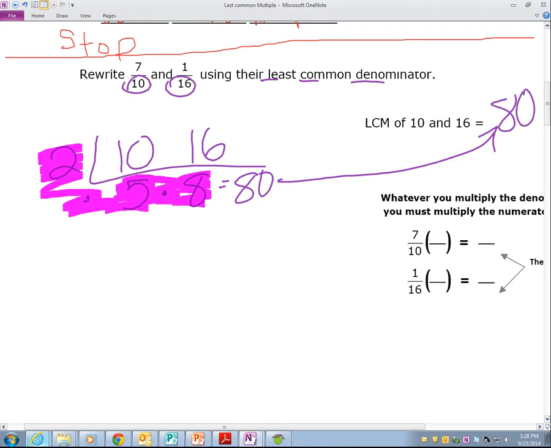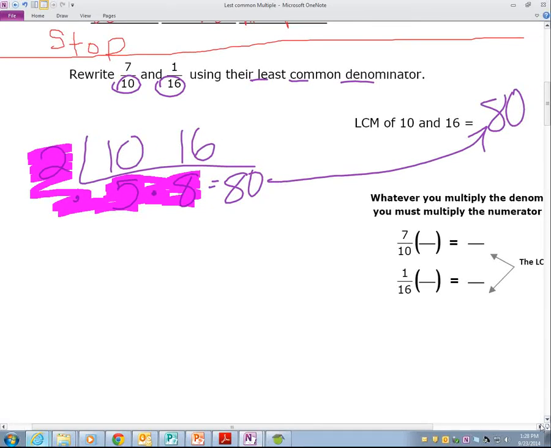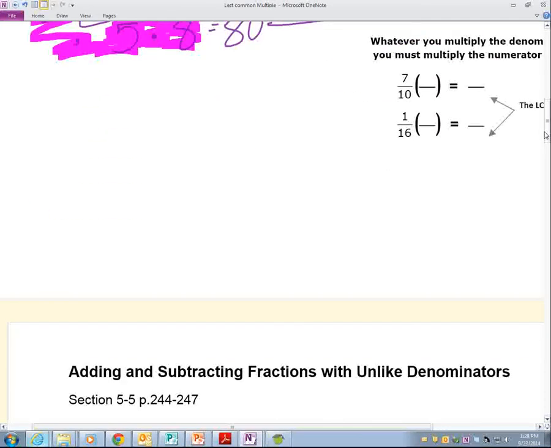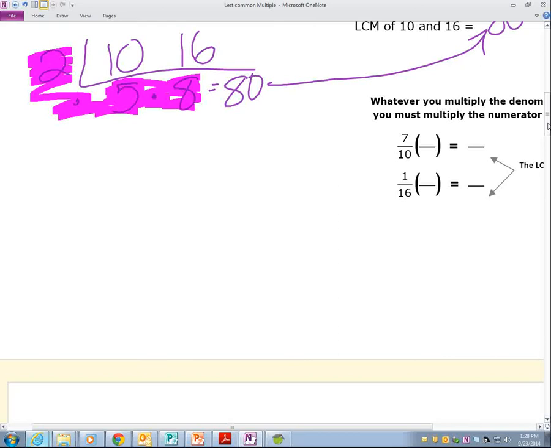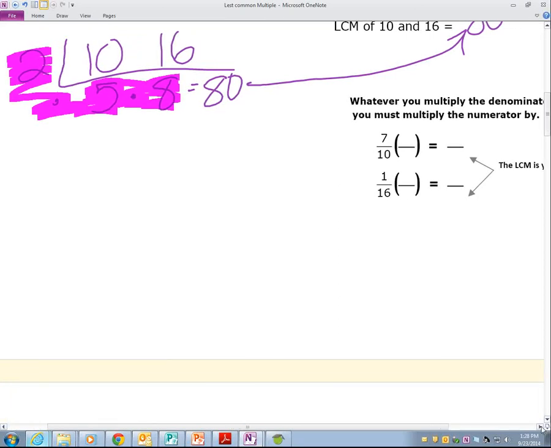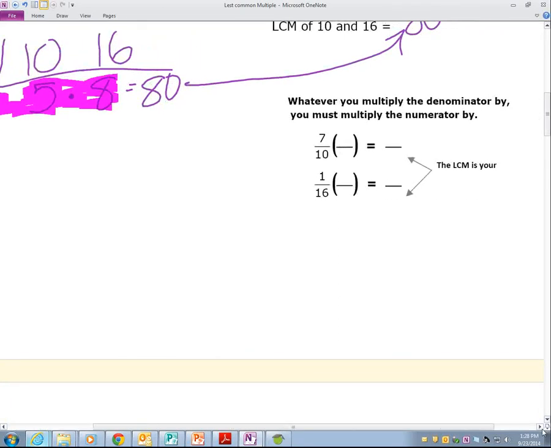Now, why bother doing that? Because whatever you multiply the denominator by, you must multiply the numerator by. So imagine it like this. What did we do to 10 to get it to be 80? You multiplied it by 8, exactly.